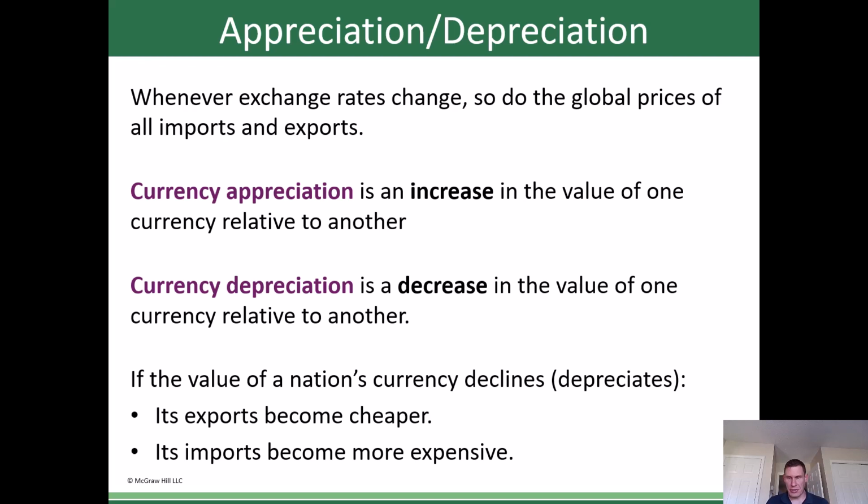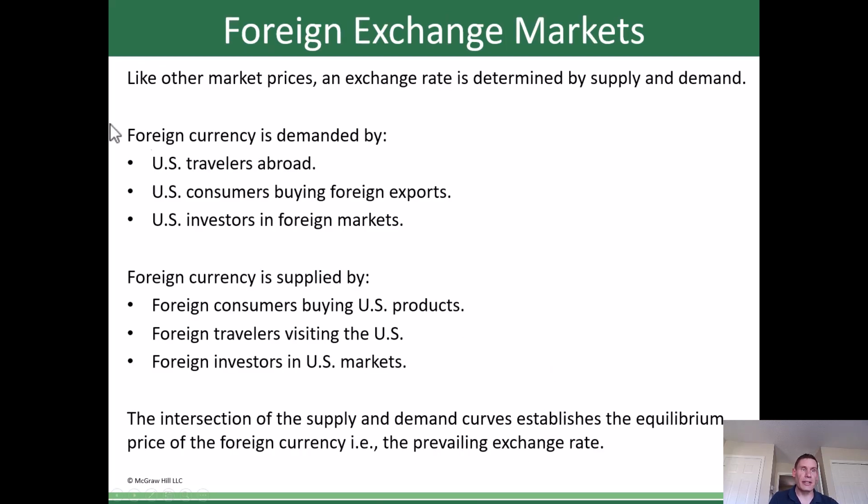If the value of a nation's currency declines, or we could say depreciates, then its exports become cheaper and, of course, its imports become more expensive. And China's been very good at that, by the way. Like other market prices, an exchange rate is determined by supply and demand. Foreign currency is demanded by US travelers abroad, US consumers buying foreign exports, and US investors in foreign markets. Foreign currency is supplied by foreign consumers buying US products, kind of the reverse of the previous three we just talked about.